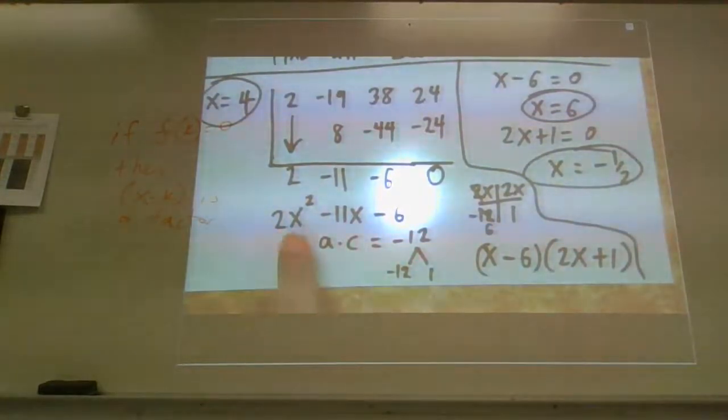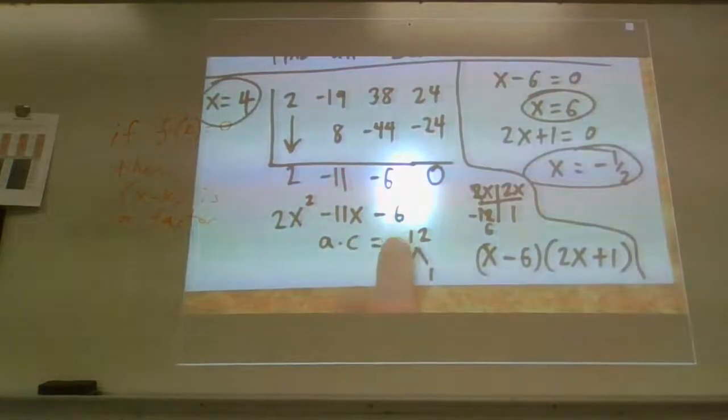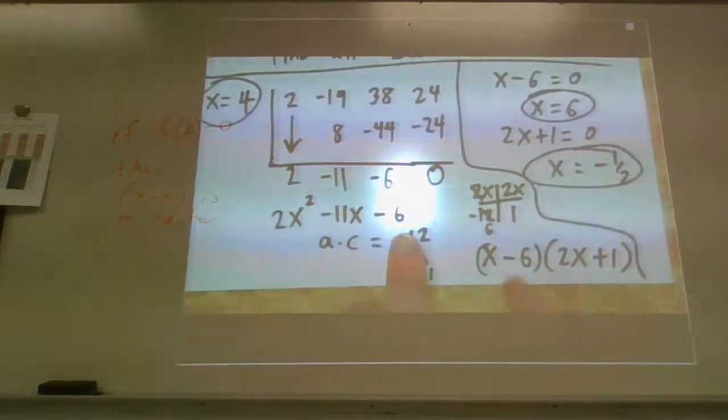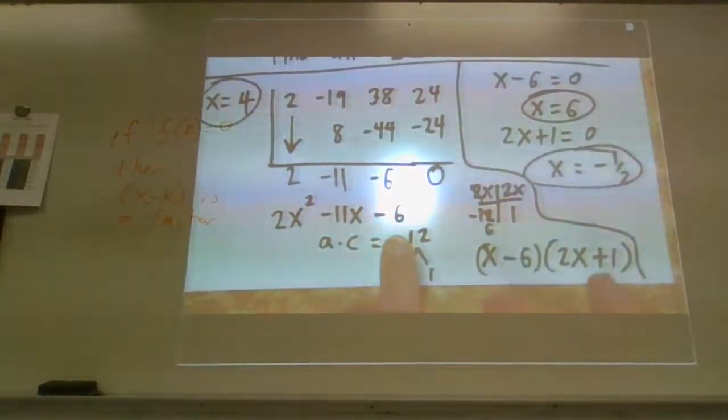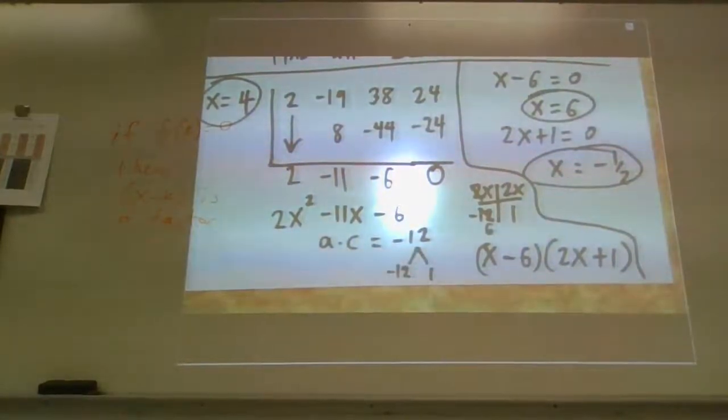At this point, when you have the quadratic, you have options. You could either continue with synthetic, you could try to factor it, or you could use the quadratic formula. Either way would be acceptable for this problem. I chose factoring.